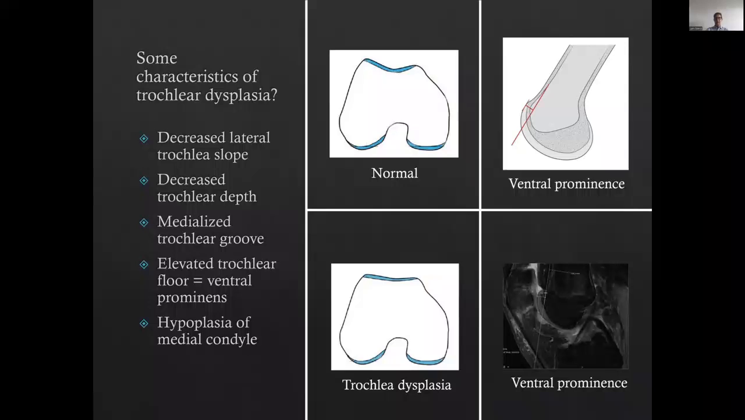And an elevated trochlear floor, what we call a ventral prominence. You can see it on the picture on the right above. This is the ventral prominence. The ventral prominence is the same as the trochlear bump. However, the trochlear bump is on bone, while the ventral prominence is on cartilage. Another thing that can characterize trochlear dysplasia is hypoplasia of the medial part of the trochlea.